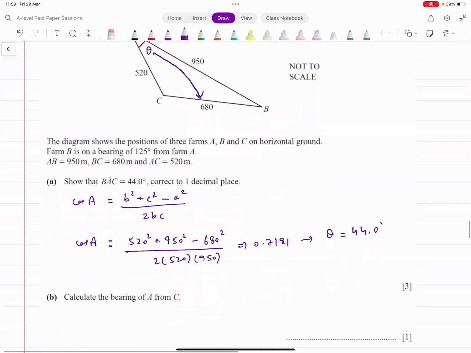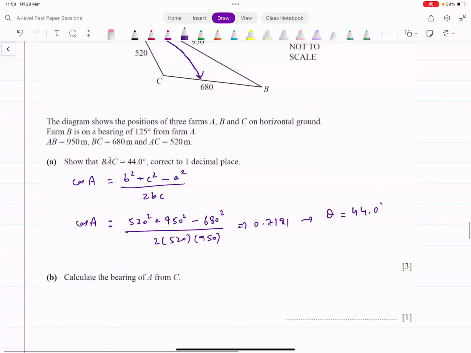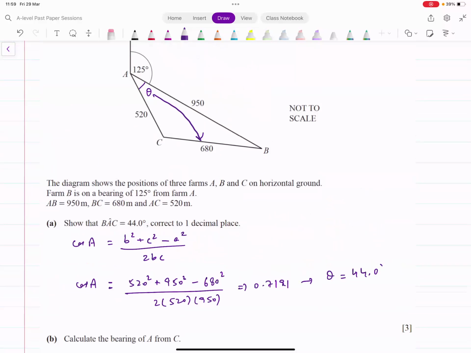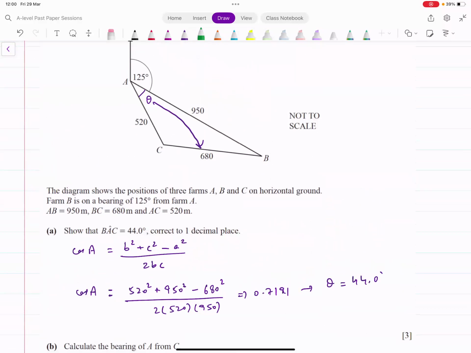Okay. Now it says calculate the bearing of A from C. Bearing of A from C. What does that mean? We make a north line on C, from C. So the north line has to be on C. This is what we want. Now, how can you find this? We know that this angle theta is now 44.0 degrees.